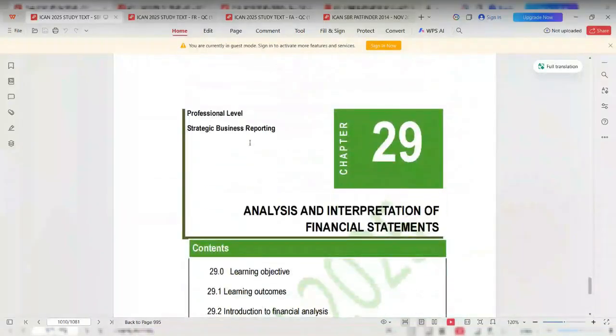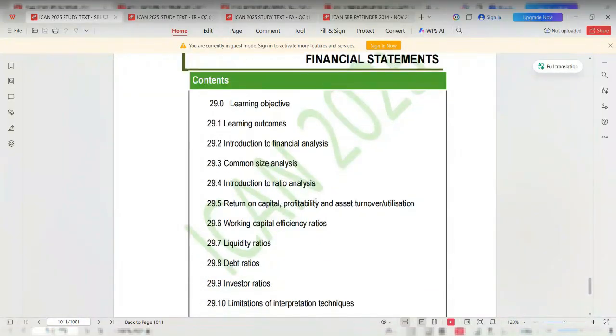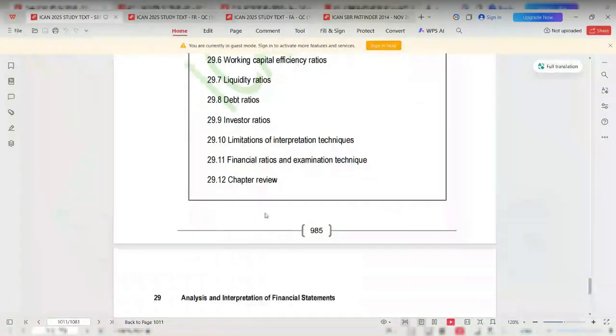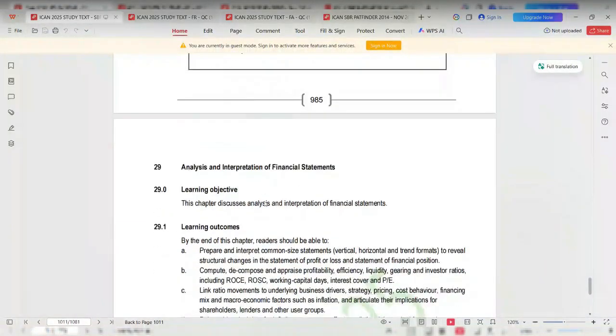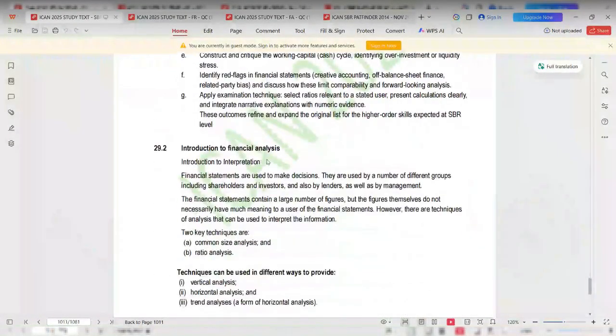All right, this is chapter 29, from page 886. You can see Introduction to Financial Analysis, Common Size, Introduction to Ratio Analysis, Return on Capital, Profitability, Asset Turnover Utilization, Working Capital, Efficiency Ratio, Liquidity Ratio, Debt Ratio, Investors Ratio, the limitation. We treated limitation last time. Limitation is also in SBR, in FR, and also in FA. And then you can revisit that summary note I sent to you last class.